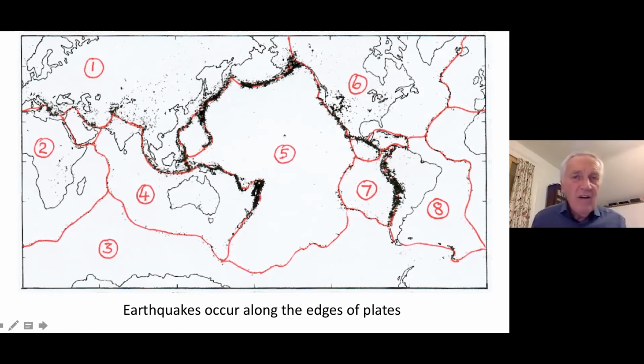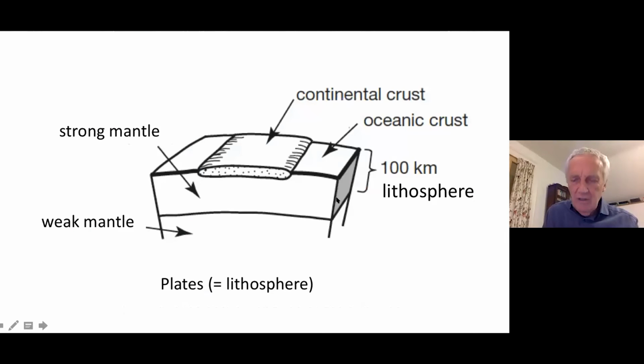And these move relative to each other. So there are 2 situations that I'm going to address: where they move apart from each other and where they converge. So let's take a situation where they move apart, as for example is happening down the middle of the Atlantic Ocean. This cartoon, before I get going, is a summary of what I've just told you.